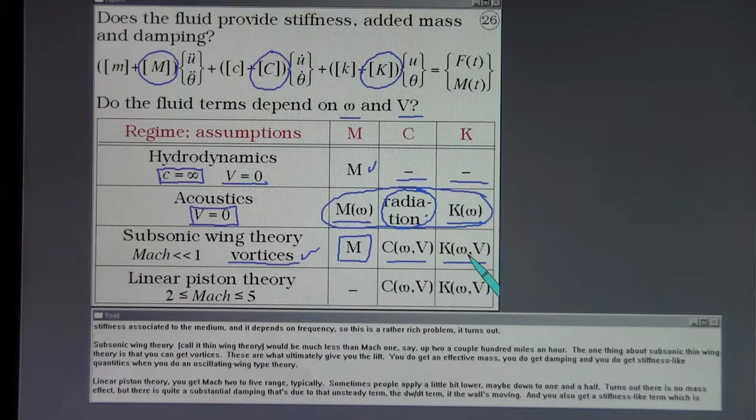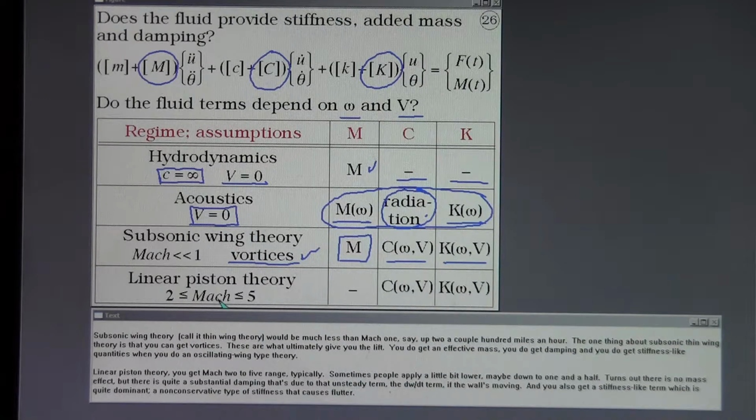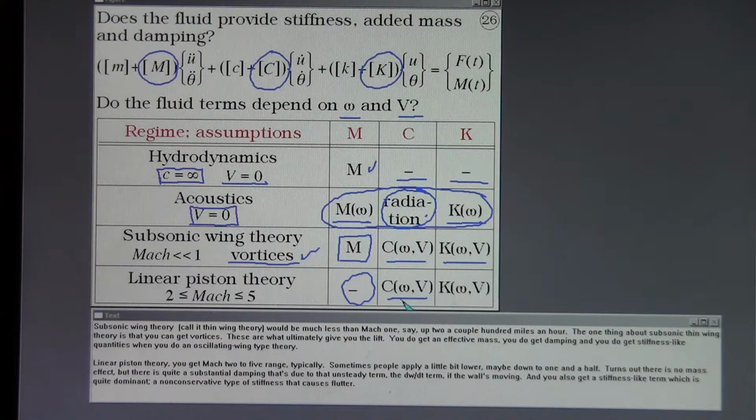Linear piston theory, you get Mach 2 to 5 range typically, and sometimes people will apply it a little bit lower, maybe down to 1.5. Turns out there is no mass effect, but there is quite a substantial damping. That's due to that unsteady term, the dW/dt term, if the wall's moving. And you also get a stiffness-like term, which is quite dominant, and a non-conservative type of stiffness that causes flutter.